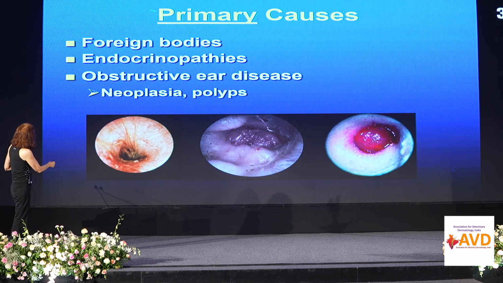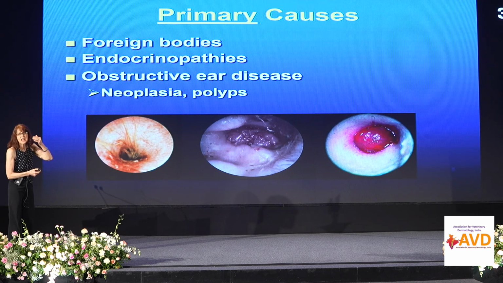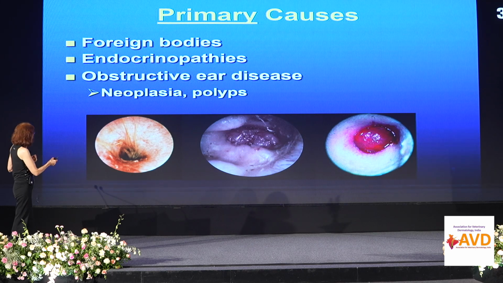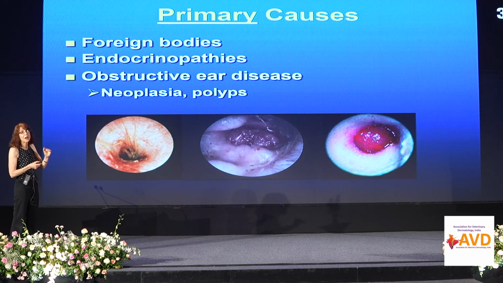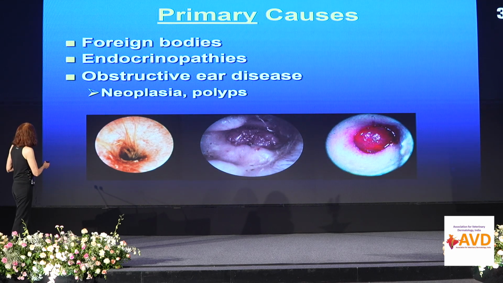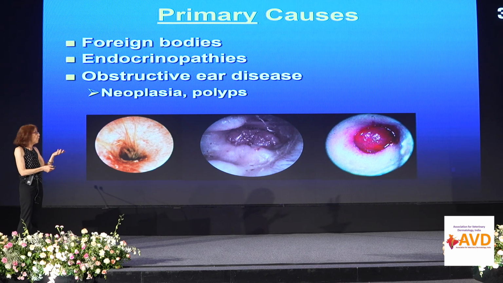Still, in primary causes, foreign body, typically unilateral, they shake their head a lot. Endocrinopathies, rarely you see endocrinopathies, Cushing's or hypothyroidism developing otitis. When I see it, it's usually hypothyroidism that the patient can have a ceruminous type of otitis, but not a very common primary cause that leads to otitis. Obstructive ear disease, so can be neoplasia or inflammatory polyps, a nice picture here from a cat.